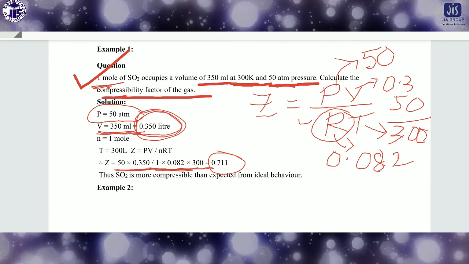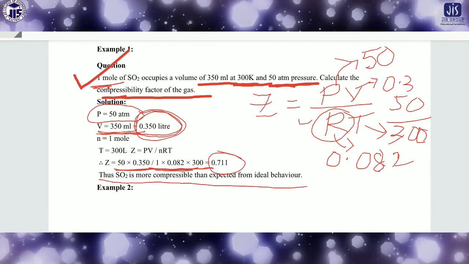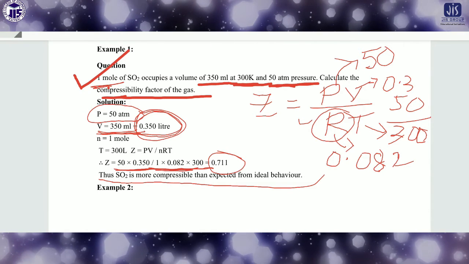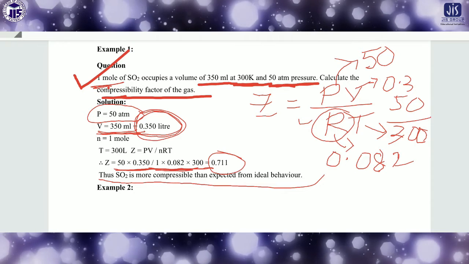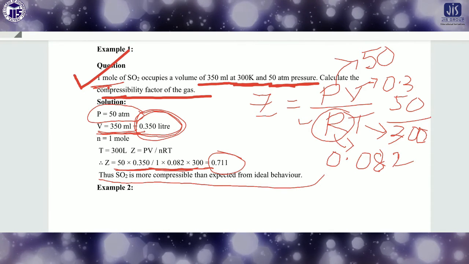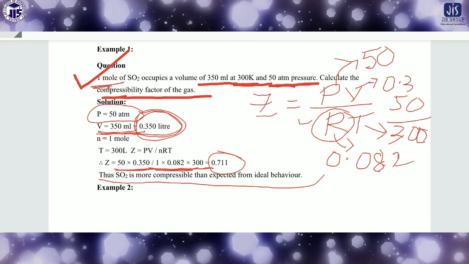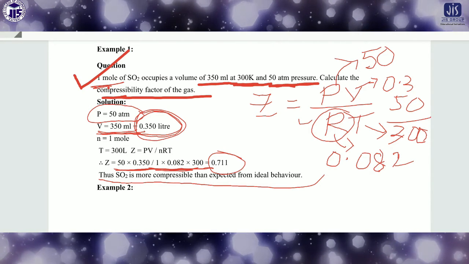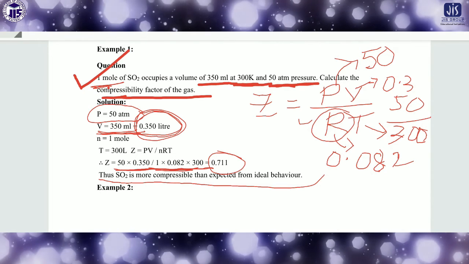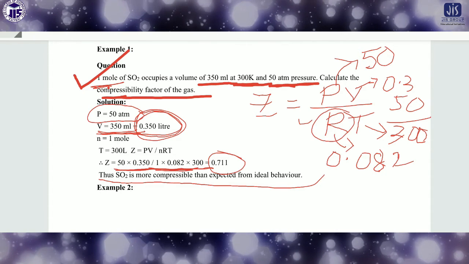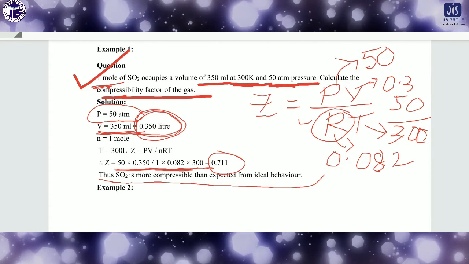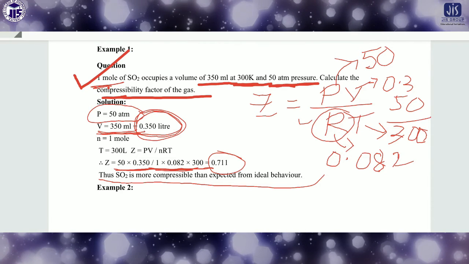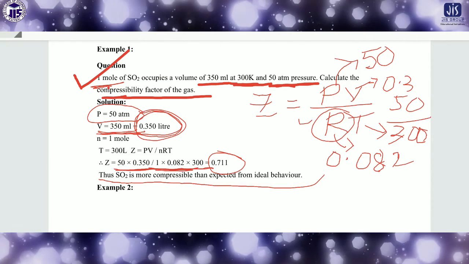So SO2 is more compressible than expected from the ideal behavior. This is a very, very important fact. If the value of the compressibility factor is below 1, then it is more compressible, and if it is greater than 1, then we call it less compressible. Z equal to 1 applies when PV equals RT, which is the ideal nature of the gas.